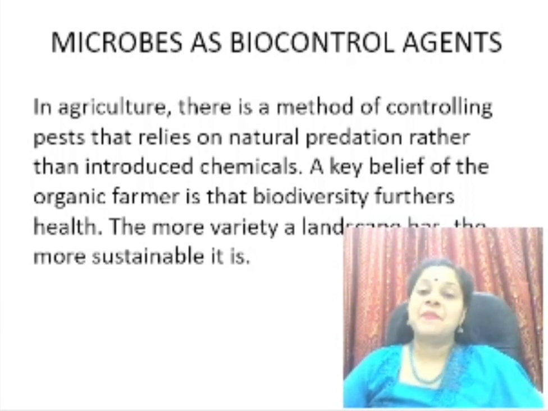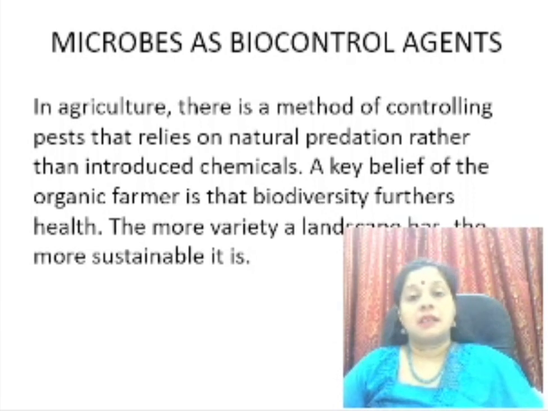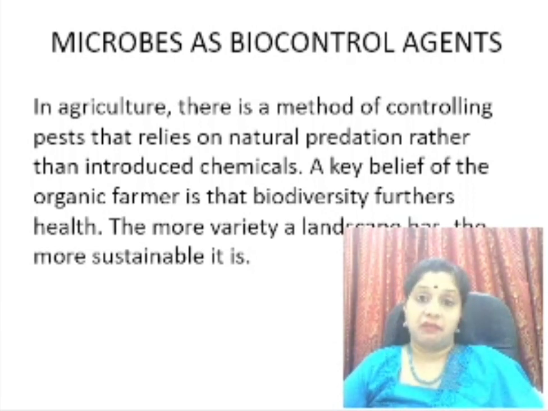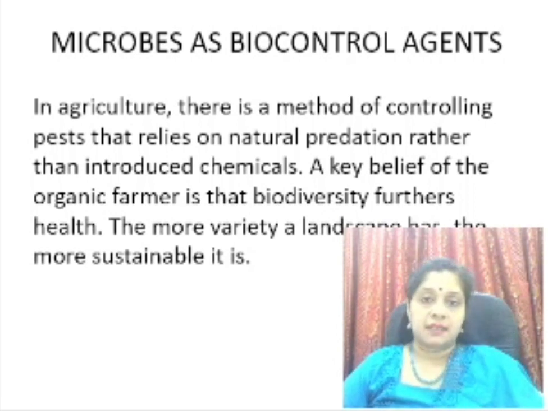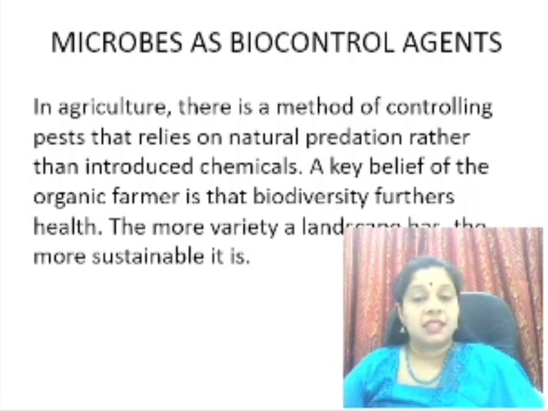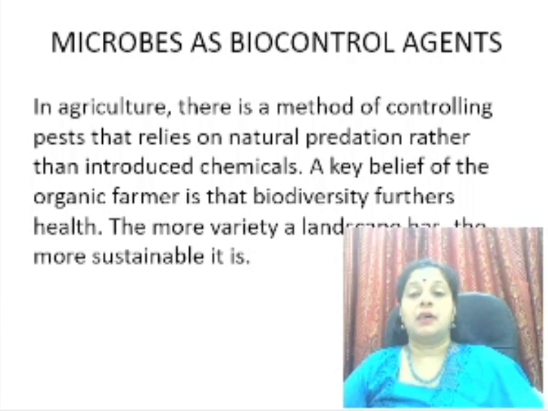So here also, if a pest is troubling you in your farm, usually what do we do? We spray certain chemicals. What is the problem? There are two problems associated. One, this is very harmful for our environment. It can cause environmental degradation and pollution. That's the first or direct implication.